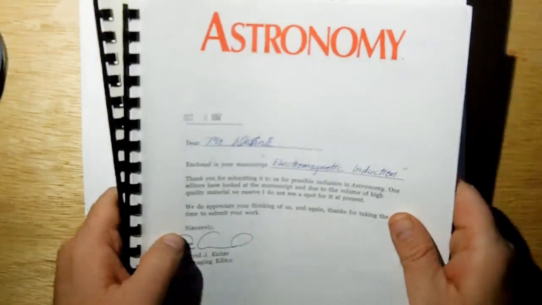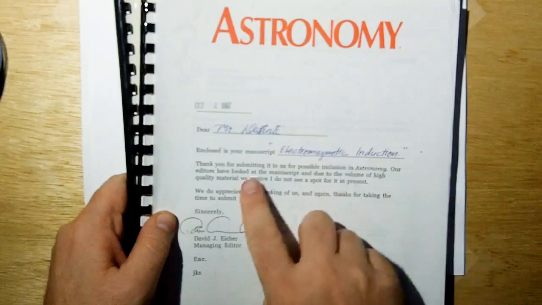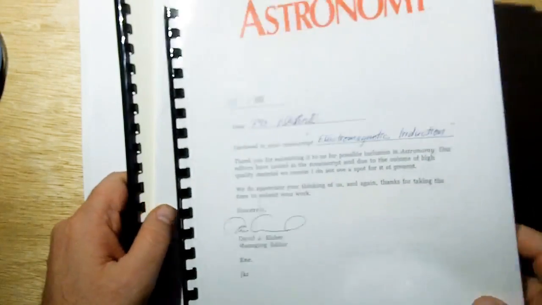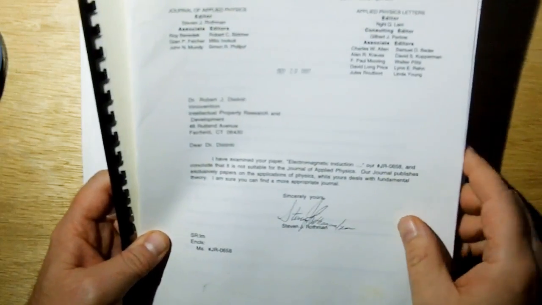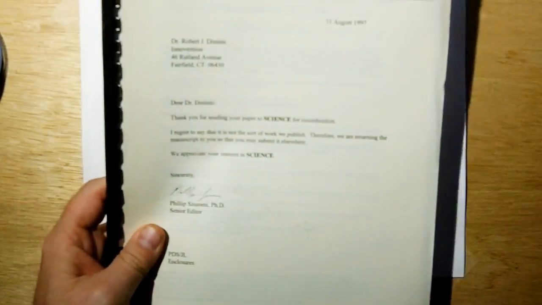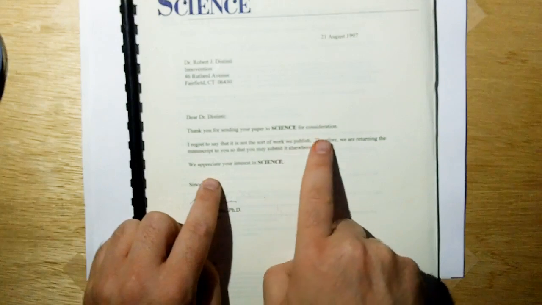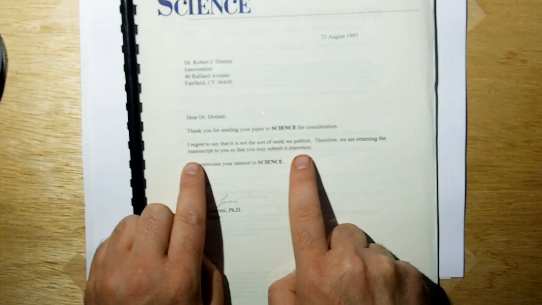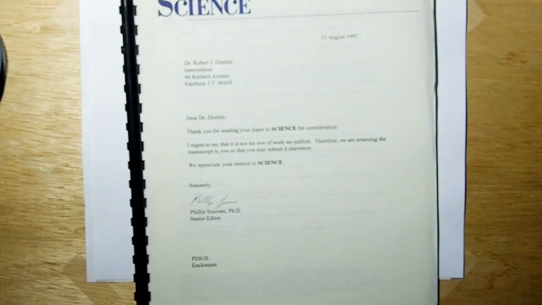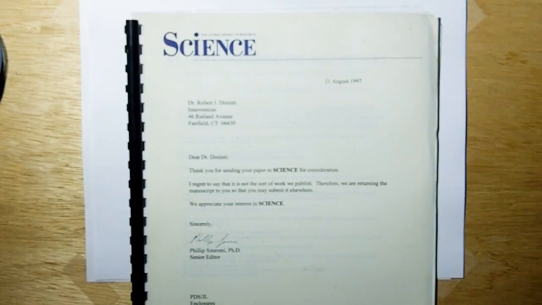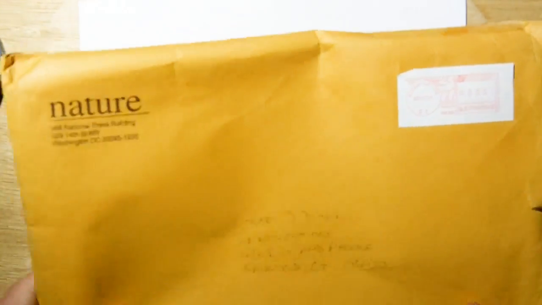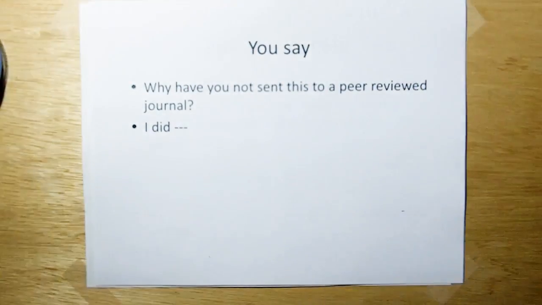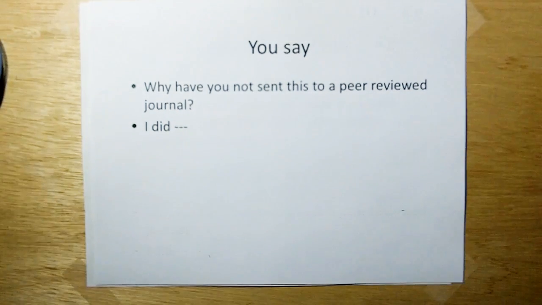Here we go. There's October 1997, astronomy: sorry, that's not the kind of stuff for us. Journal of Applied Physics: examined your paper and conclude that it's not suitable for the Journal of Applied Physics. Science Magazine: thank you for sending us your paper. We regret to say it's not the sort of work we publish. Really? A journal of science that does not publish science? Seriously now. And the journal Nature returned it without even doing the nice thing that the other journals did of putting a date stamp on it for me.